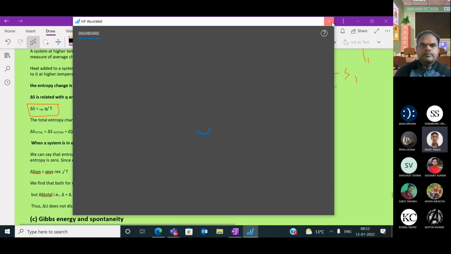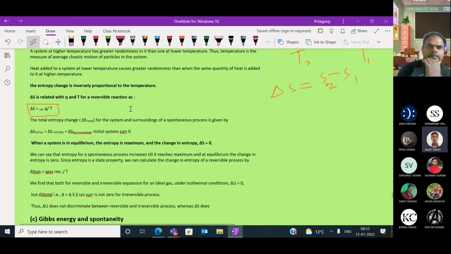Sir, what if the temperature change is 0 even after supplying some heat? Yeah, see, sometimes what happens, already at T2 temperature, gases form, and the entropy is already maximum. If you change the temperature a little bit, it is still in the form of gas, so the entropy change will be less or even 0 also.